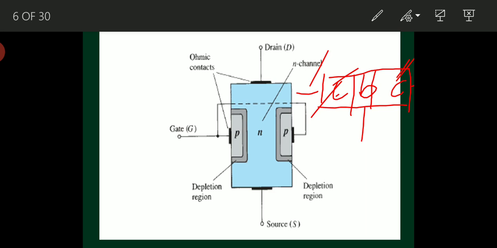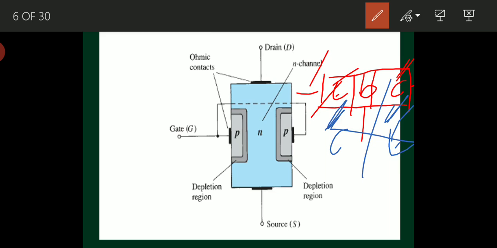Because the emitter cannot work as a collector, and the collector cannot work as an emitter. Why? Because there is a difference in doping concentrations, and also in width. The emitter is highly doped, and the collector is somewhat more lightly doped than the emitter. The emitter width is less than the collector width. Of course, the base is very thin. So I can't replace the collector with the emitter and the emitter with the collector.